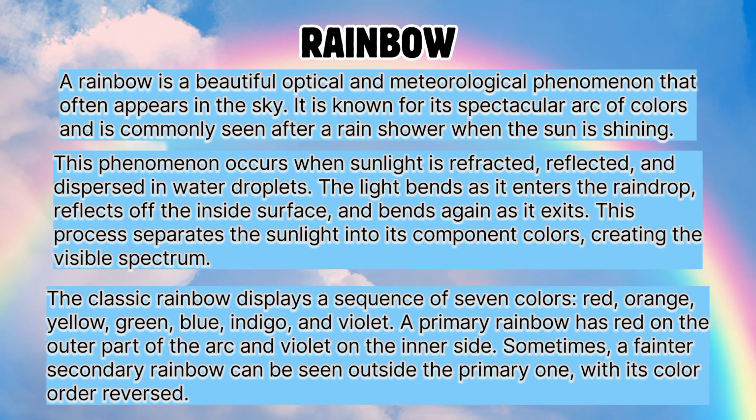The classic rainbow displays a sequence of 7 colors: red, orange, yellow, green, blue, indigo, and violet. A primary rainbow has red on the outer part of the arc and violet on the inner side. Sometimes a fainter secondary rainbow can be seen outside the primary one, with its color order reversed.